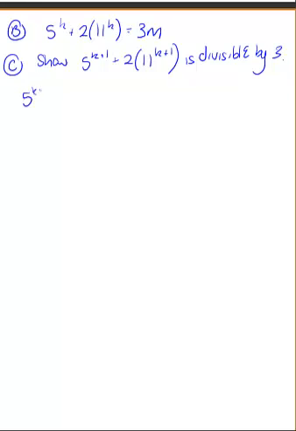I'm starting with 5 to the k plus 1 plus 2 lots of 11 to the k plus 1. Let's play with this. I can separate the 5 to the k plus 1 to be 5 times 5 to the k, because we just add our indices. Then I can separate what's here to be plus 2 times 11 to the k. Okay, from there I'm trying to make it be a factor of 3. That's what I'm trying to pull out.